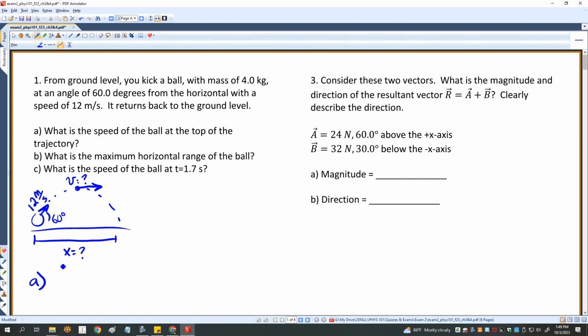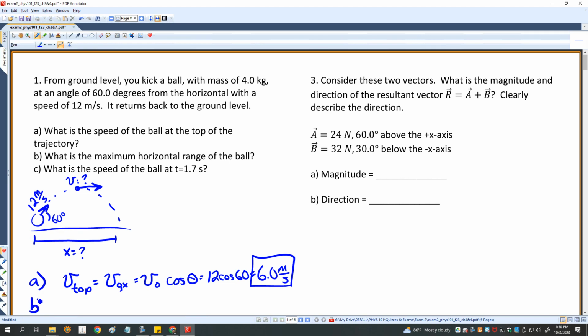So I have v at the top equal to v naught x component, which is equal to v naught times the cosine of theta. That's equal to 12 cosine of 60, which is equal to 6.0 meters per second. And then for the second part, I want to know what the range is. There are several steps to this.